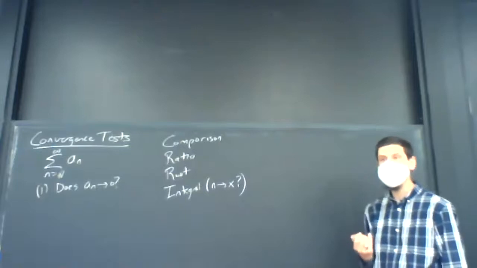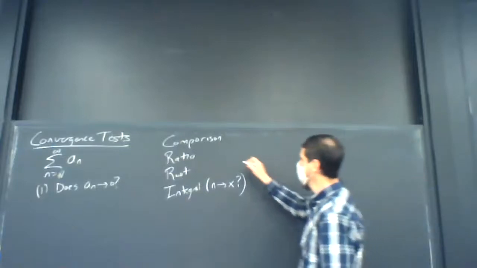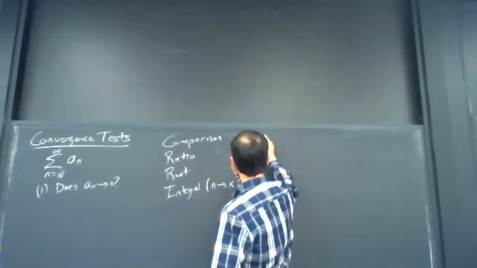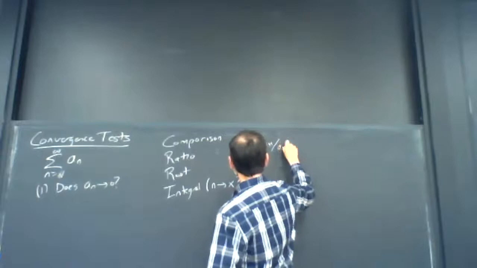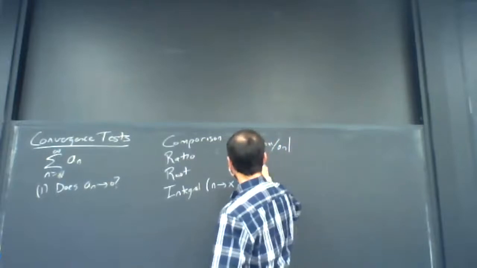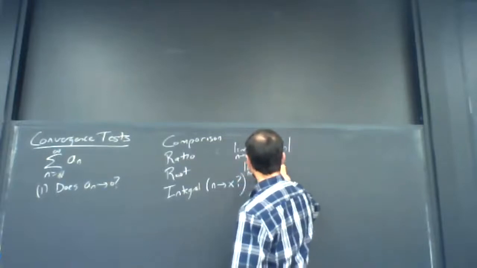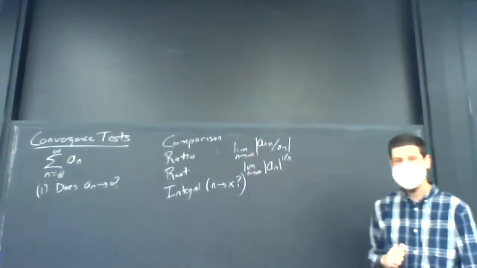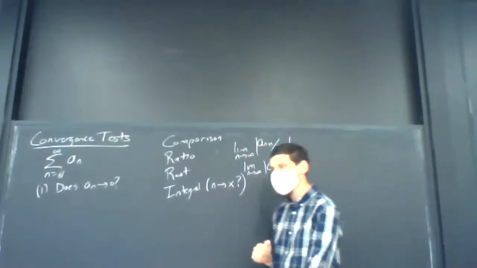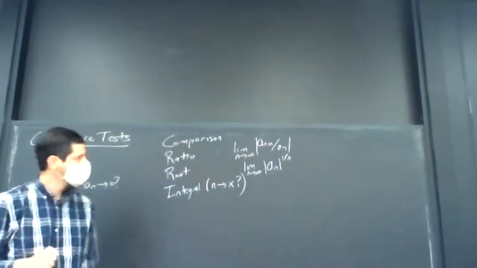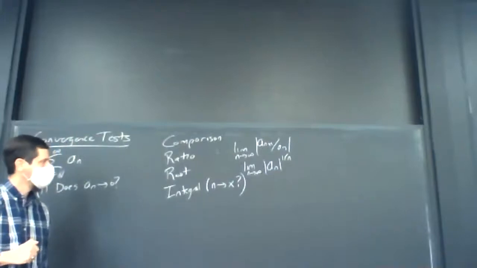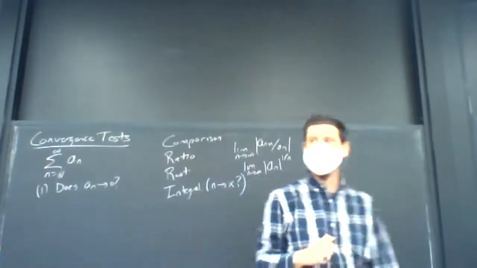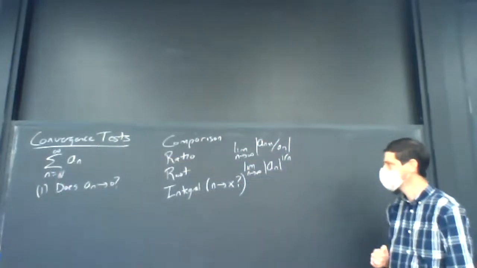The ratio and the root both involve doing an algebraic calculation. This is looking at the limit as n goes to infinity of a_{n+1} over a_n, and the other one is the limit as n goes to infinity of a_n to the 1 over n. When you're trying to decide whether to do the ratio or the root, usually people like to do the ratio test over the root test. The algebra is usually a little bit easier working with ratios than working with roots.